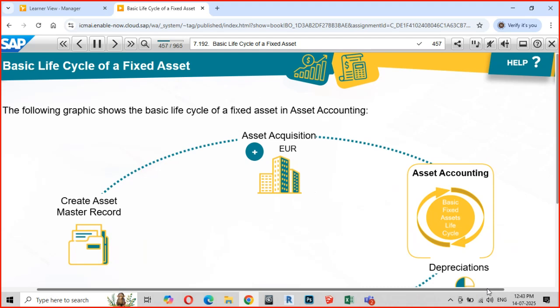Now, similarly, what did you learn in your AP and AR? You also started the activities relating to AR and AP, starting with the individual master data, customer master data and vendor master data, and you saw the number of views also: 3 views of the customer master data, 3 views of the vendor master data. Correct. So similarly, the asset life cycle also starts with creation of the asset master data.